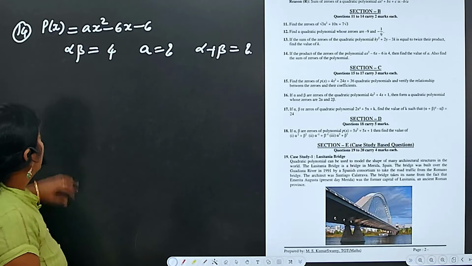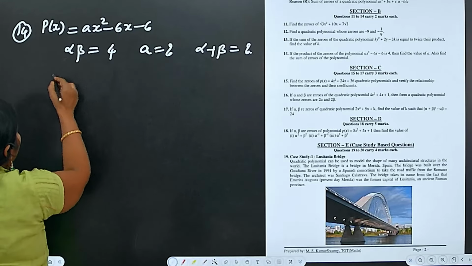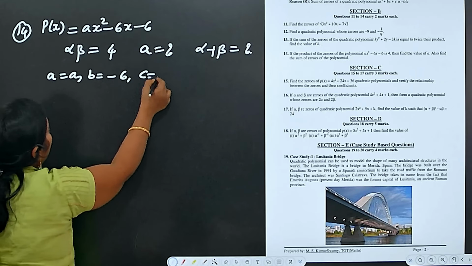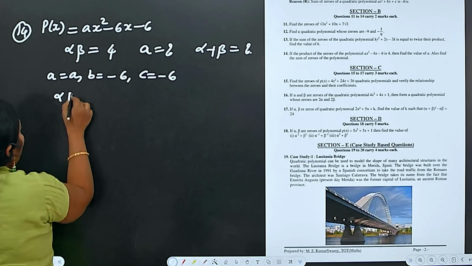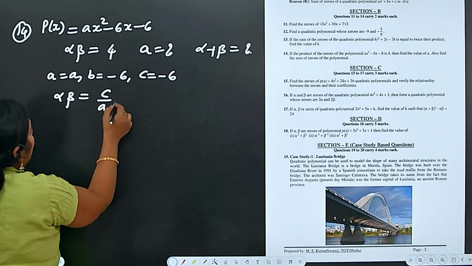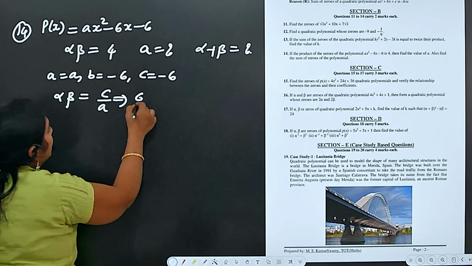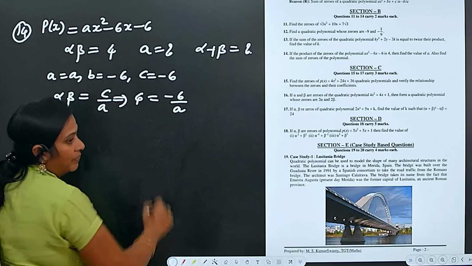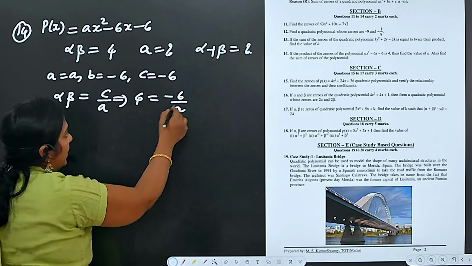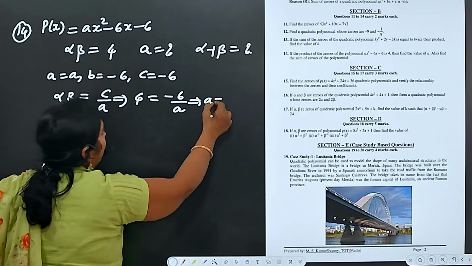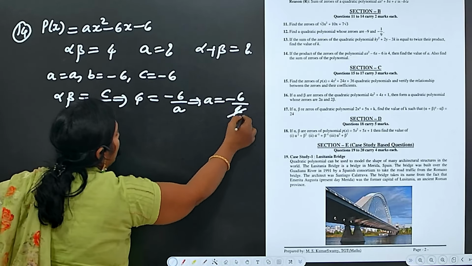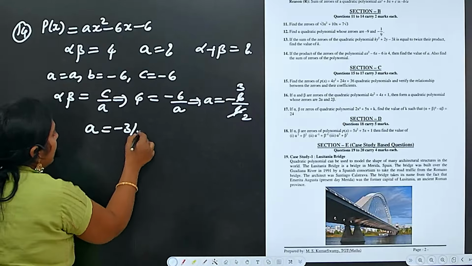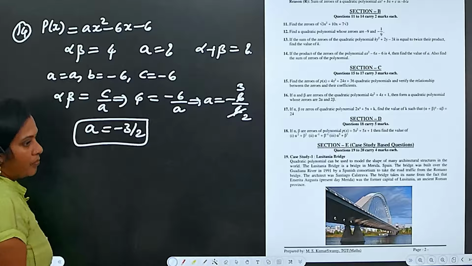What is that? It is comparing with a equal to a, b equal to minus 6, c equal to minus 6. Product of the zeros equal to c by a. Alpha beta value is 4 equal to minus 6 by a. Then cross multiply. A equal to minus 6 by 4. What is a value? A equal to minus 3 by 2.